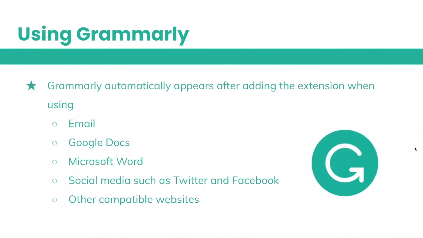So what are you going to use Grammarly for? Grammarly automatically appears after adding the extension or when you download the application, when you're using email, Google Docs, Microsoft Word, and social media such as Twitter and Facebook. And there are many other compatible websites, such as where you're filling out forms or applications. It really just depends on if it's compatible with the site, which you can see: if it has the green icon with the red X, then you know it won't work. But most other sites where you're typing or writing will allow you to use Grammarly.